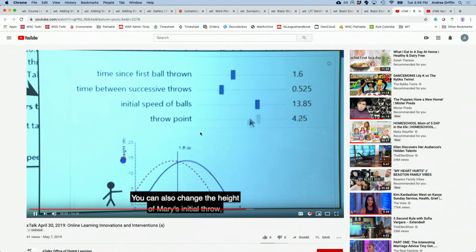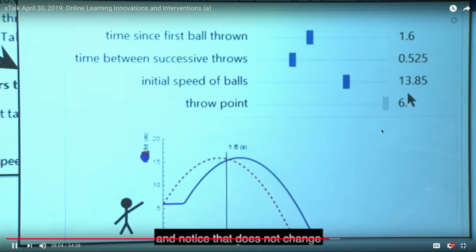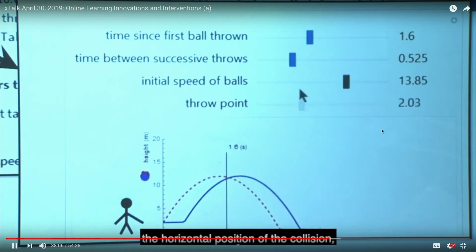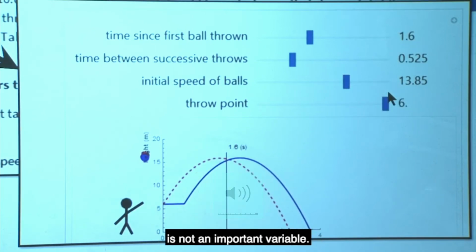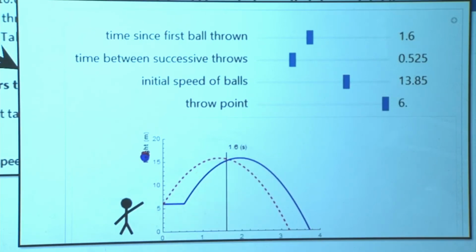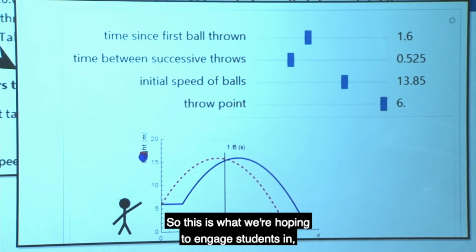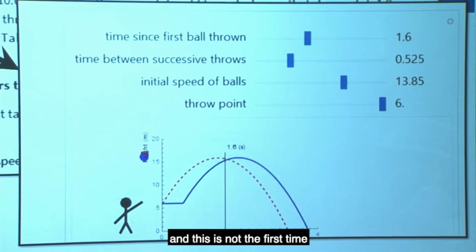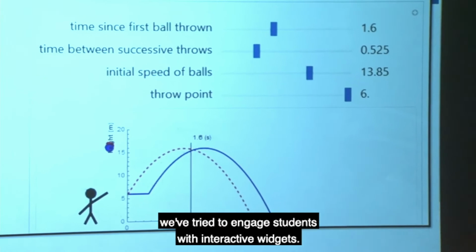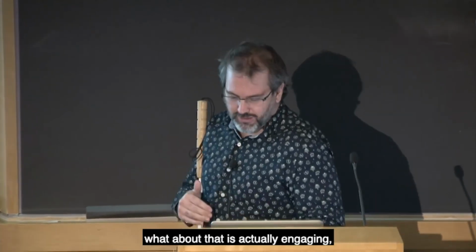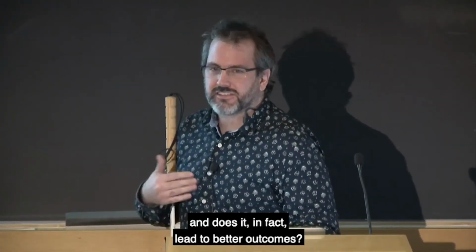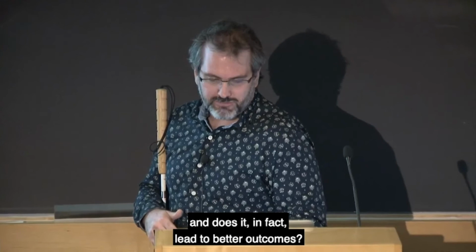So you can also change the height. First he's talking about Manipulates, which you're all familiar with. And notice that does not change the horizontal position of the collision, so the initial height of the throw is not an important variable. So this is what we're hoping to engage students in, and this is not the first time we've tried to engage students with interactive widgets. But this is the first time where I'm trying to understand what about that is actually engaging, and does it in fact lead to better outcomes.